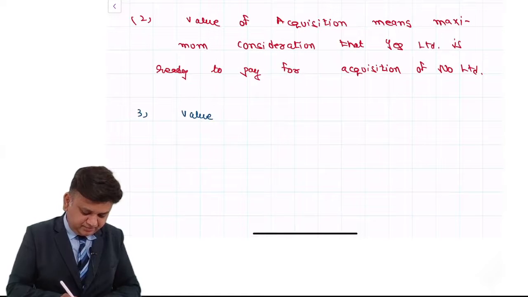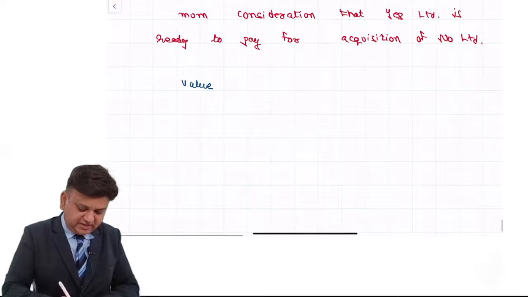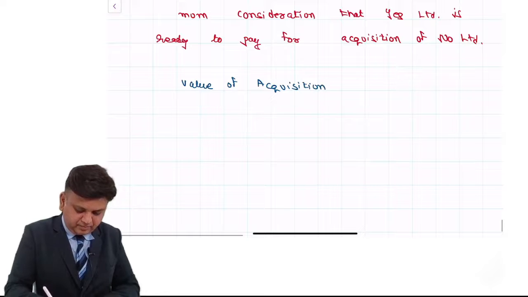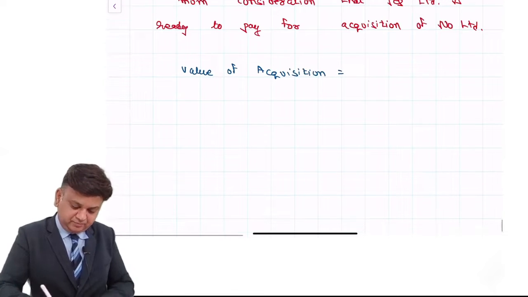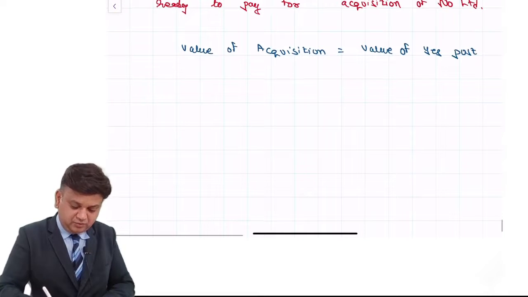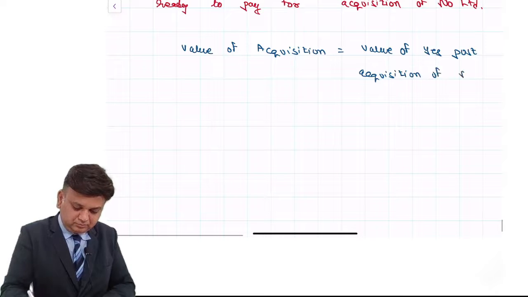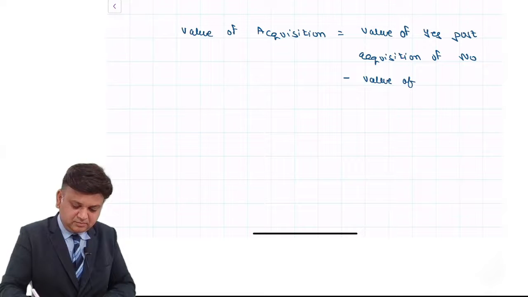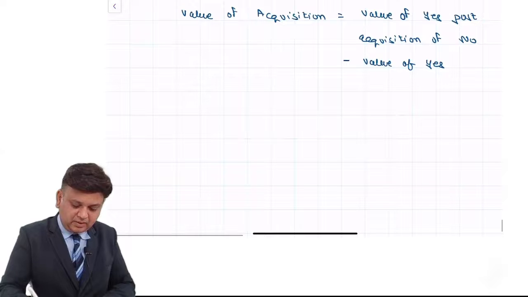So we can give the answer for the second question like this. Value of acquisition is found as value of Yes post acquisition of No minus value of Yes before acquisition of No.